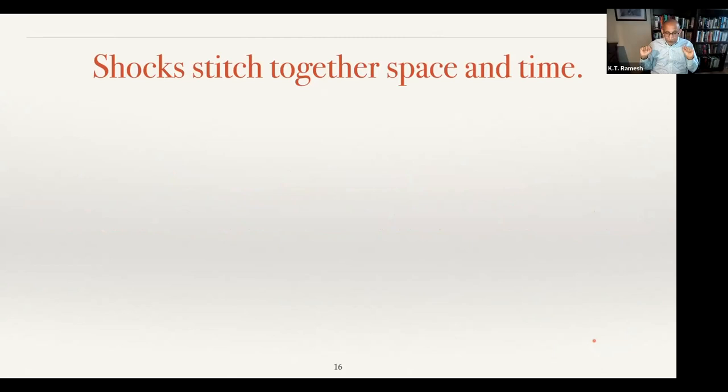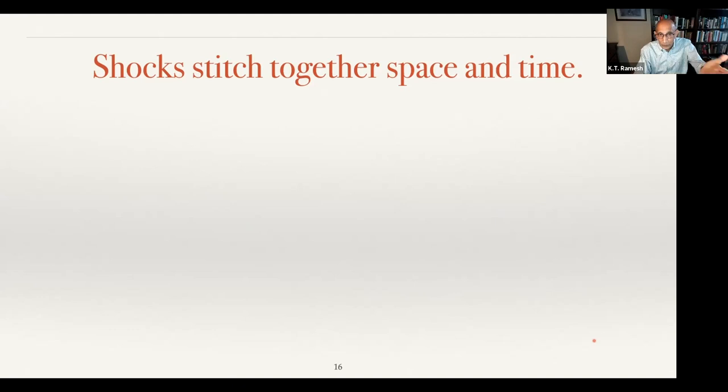Okay. There's another way of thinking about this that I think is kind of cool, and that is that you really should think about shocks as stitching together the space and time variables. So you're used to thinking about things in space, you're used to thinking about things changing with time. A shock forces you to tie those two together. They're tied together in a particular way by the shock speed. Let's just run through how that works.